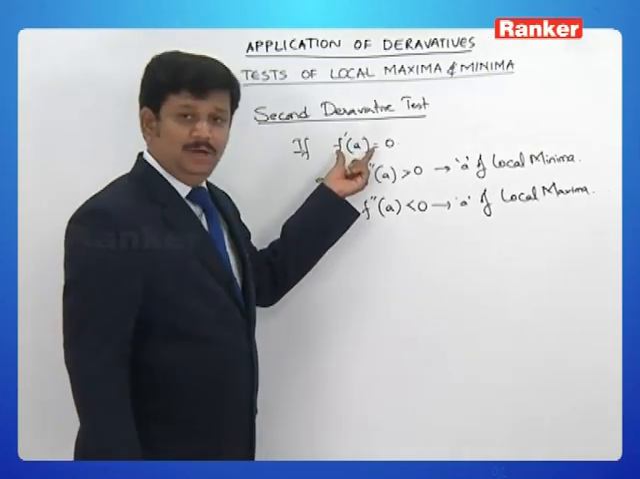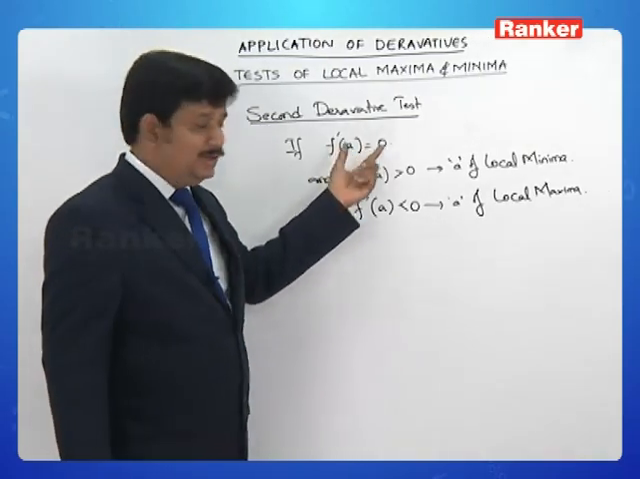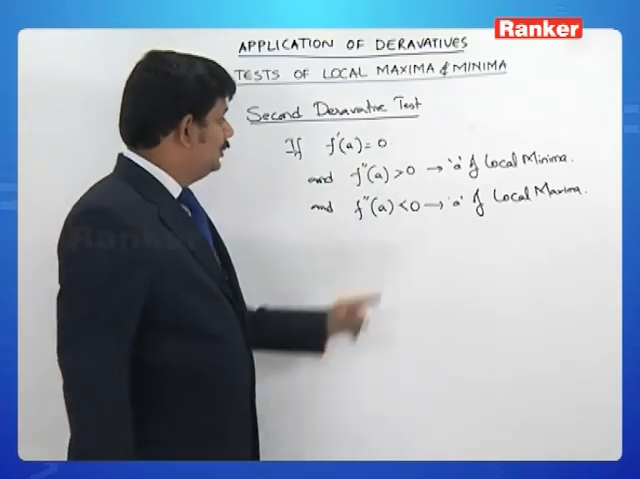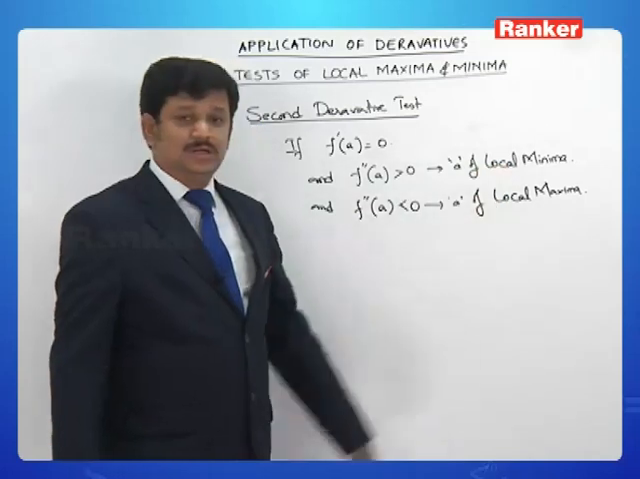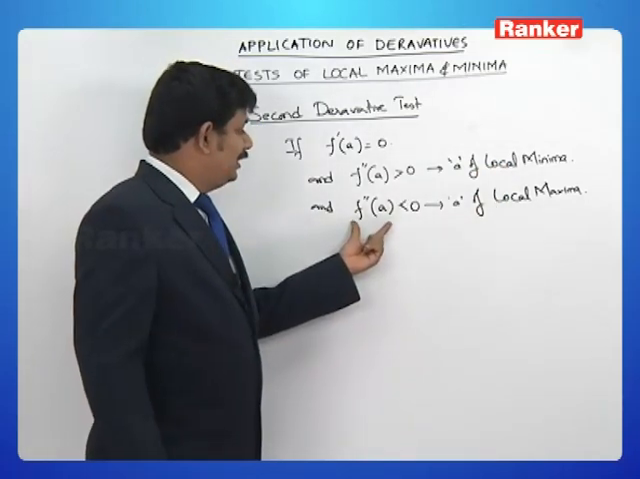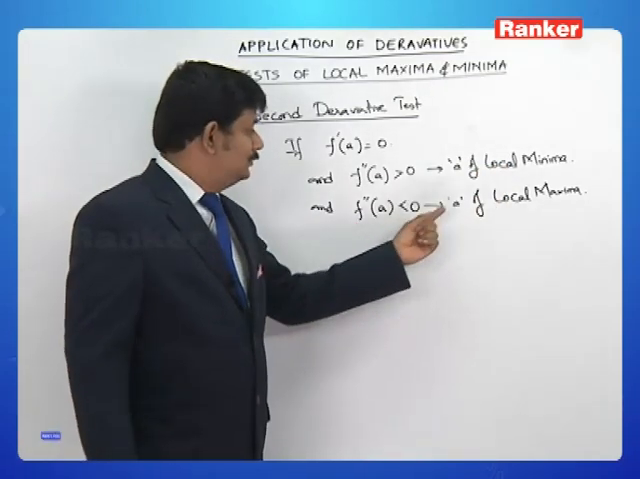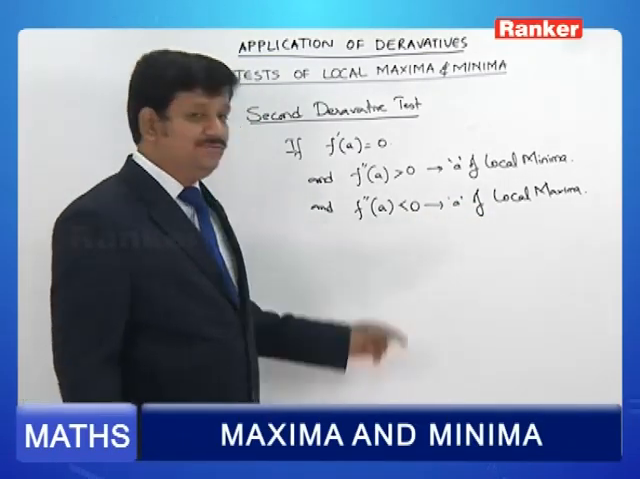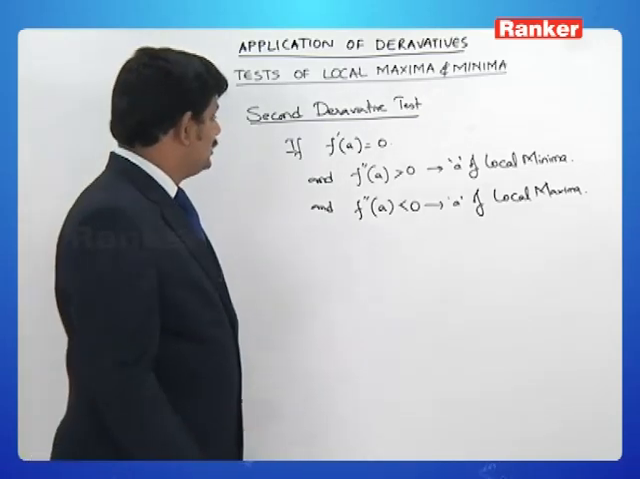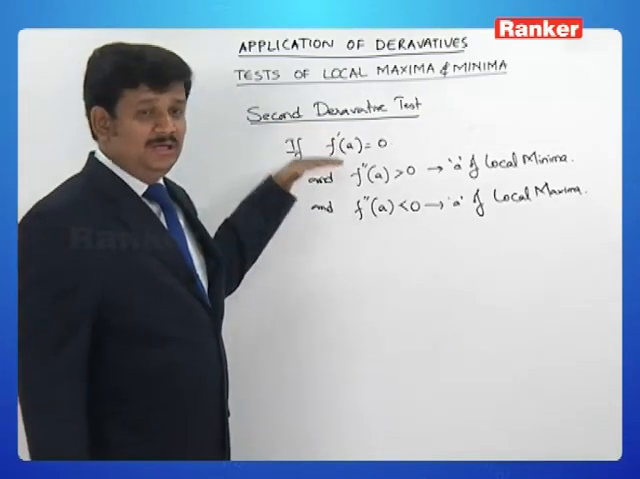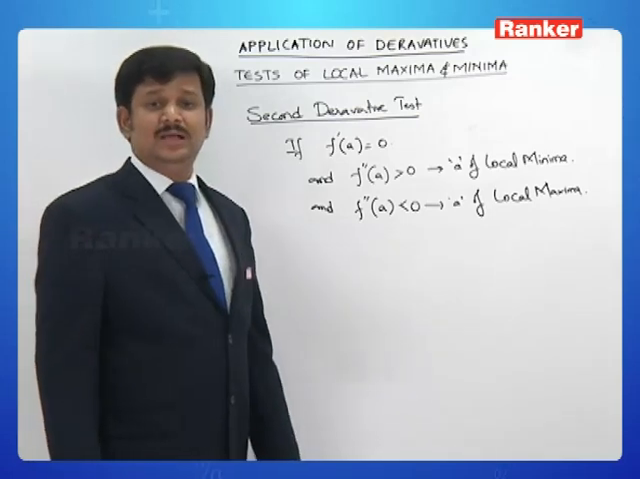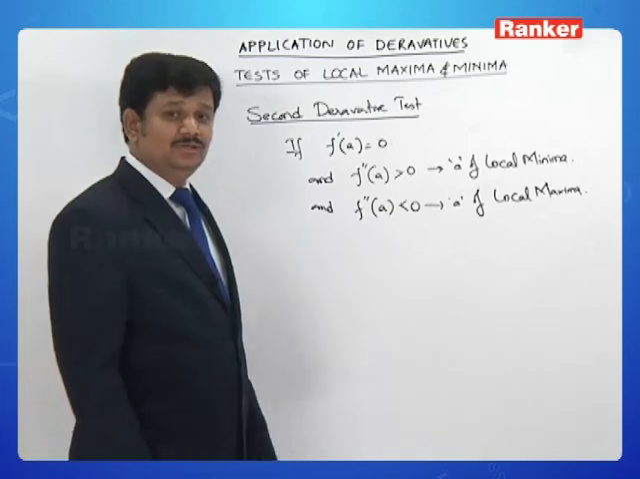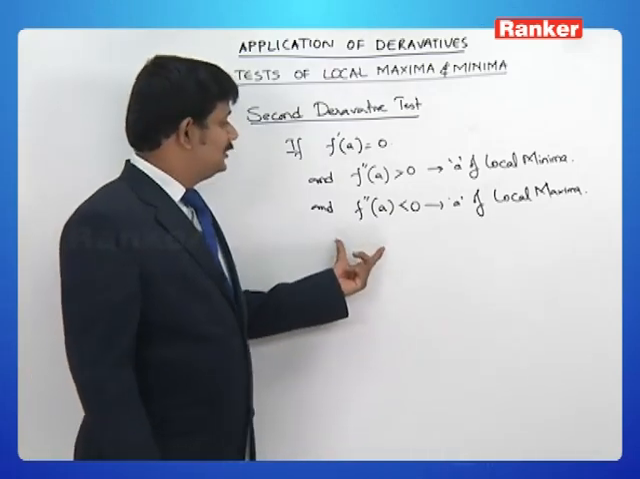So, if we have a critical point where f dash of A is 0 and f double dash of A turns out to be greater than 0, then A is a point of local minima. And if f double dash of A is less than 0, A is a point of local maxima, and if f double dash of A is equal to 0, this test fails. We will not be in a position to conclude whether it is a maxima or minima or neither maxima nor minima.